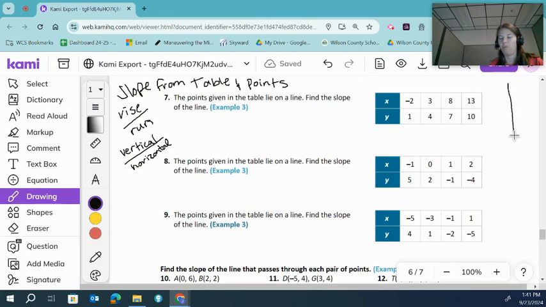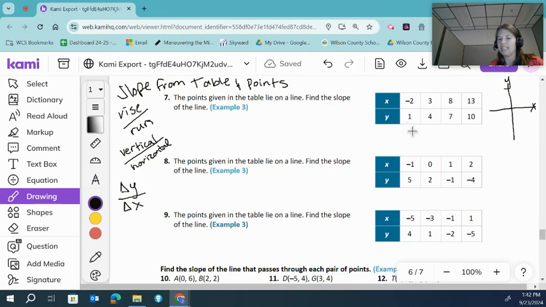When we take a look at these in a table, they're labeled as X and Y. If we compare our table to our graph, our Y values are our vertical and our X values are our horizontal. So we can also talk about this as the change in Y divided by the change in X, or the change in Y over the change in X. That little triangle just means change. So we're looking at how much the Y value changes over how much the X value changes.